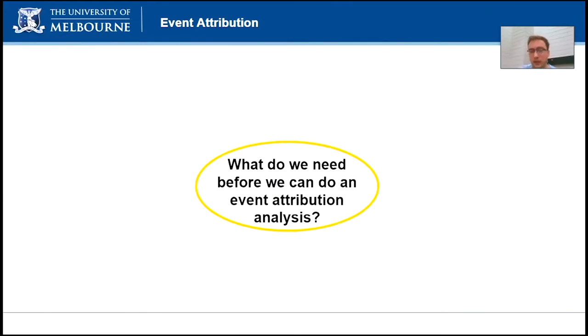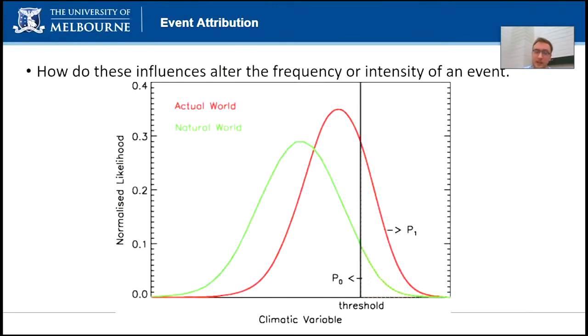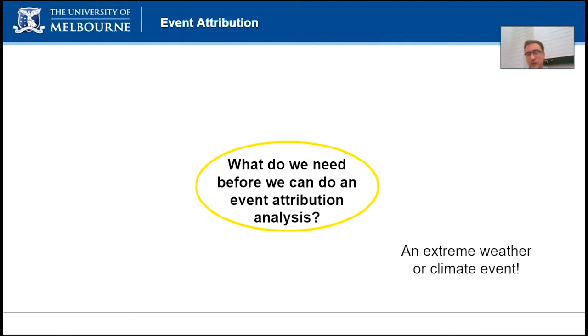But before we do any kind of event attribution analysis, there are quite a lot of different things to consider. We basically need all these different ingredients to come together before we're able to do any kind of analysis. Firstly, and fairly obviously, we need an extreme weather or climate event. We need something in the tail of the distribution. If we're looking at an average temperature, then it's not a very interesting event to look at. So we need something extreme.